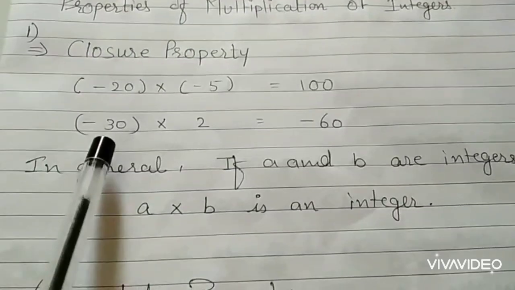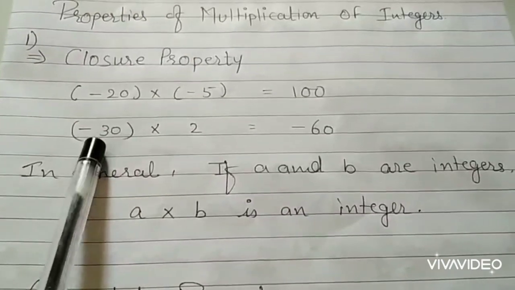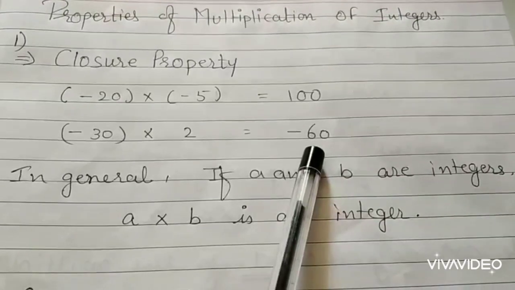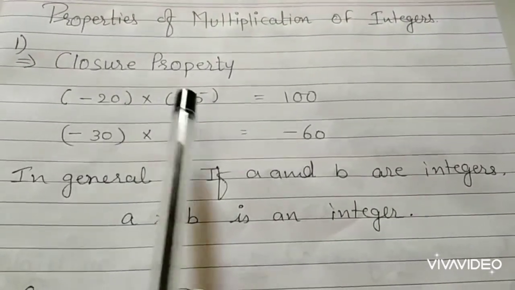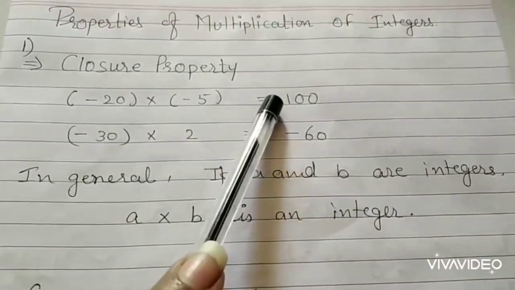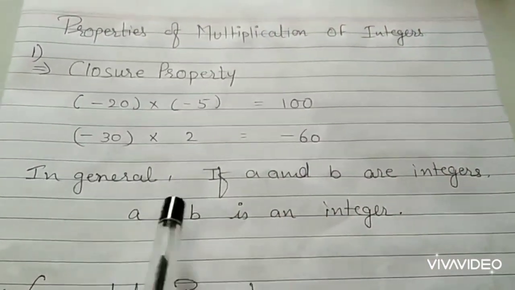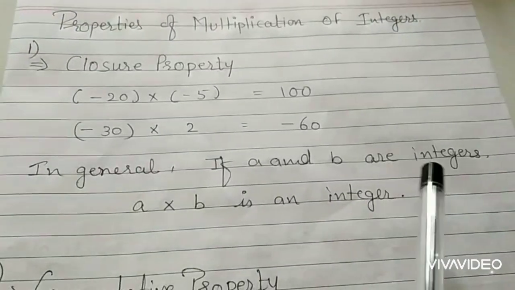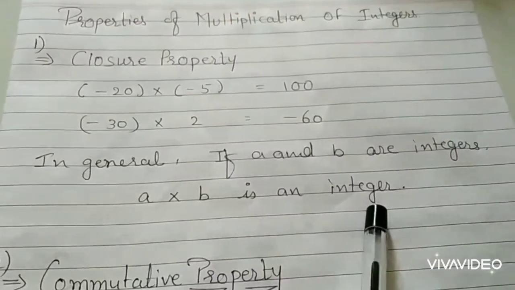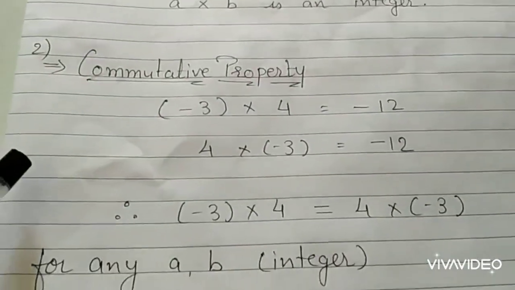Another example, minus 30 multiplied by 2. This minus 30 is a negative integer, 2 is a positive integer, and your answer minus 60 is a negative integer. If you are taking integers and multiplying them, then we will get the answer, which is the product, as an integer. So in general, if a and b are integers, then a multiplied by b is an integer, which states the closure property.